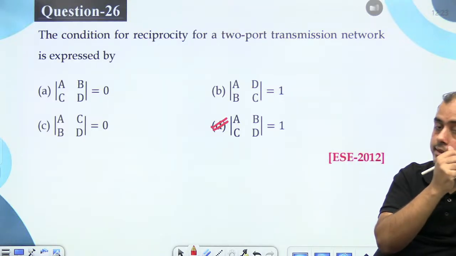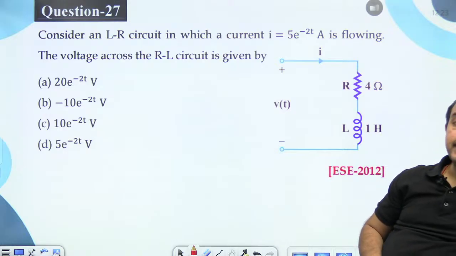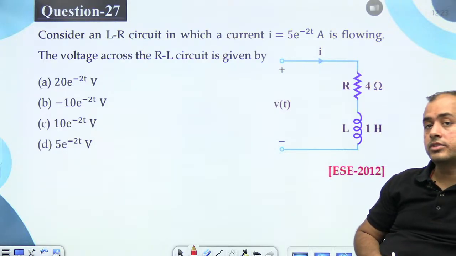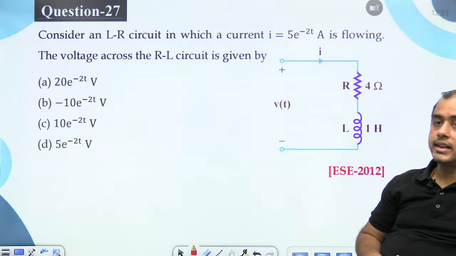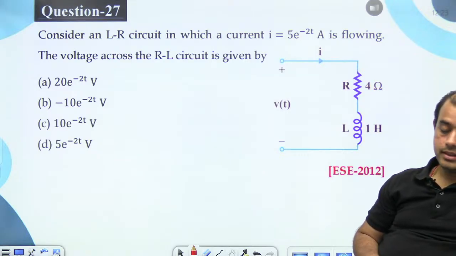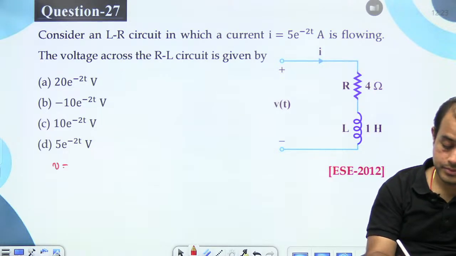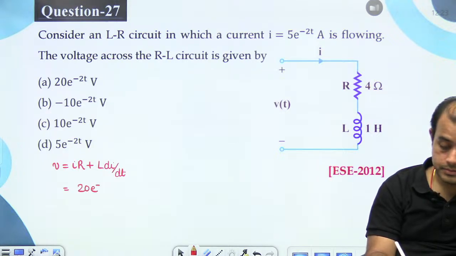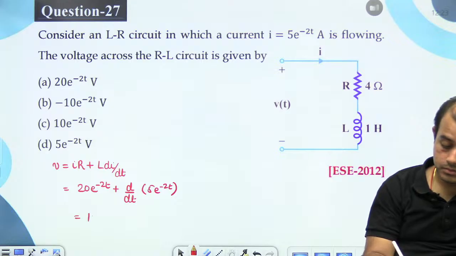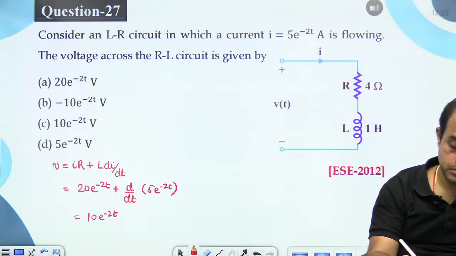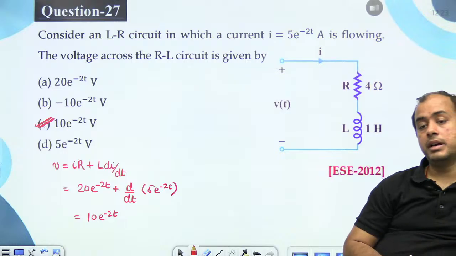The answer is that the determinant is 1. Consider a RL circuit where I is 5 e to the power minus 2t. The voltage across RL circuit is very easy. ESE 2012, find the voltage across RL circuit. Tan e to the power minus 2t.